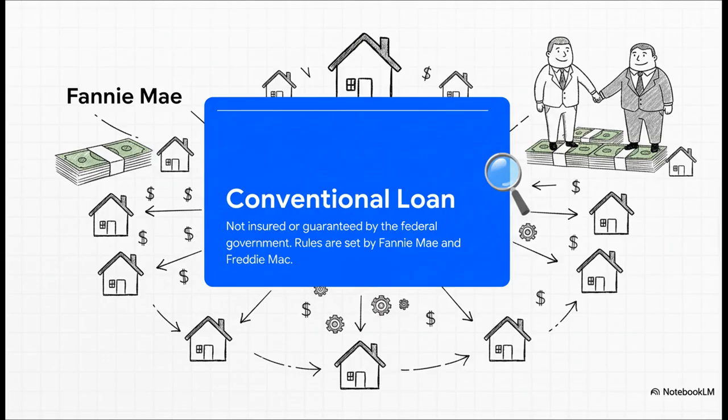Instead, the rules of the game are set by 2 huge players you've probably heard of: Fannie Mae and Freddie Mac. Now, they don't give out loans themselves. What they do is buy loans from the lenders, and that frees up the lenders' cash so they can turn around and make more loans. It's what keeps the whole system moving.